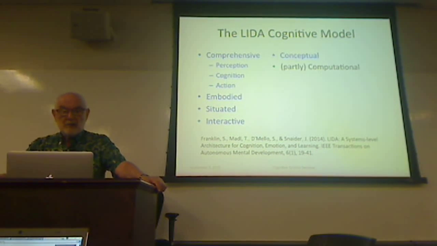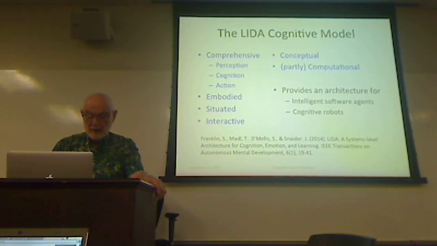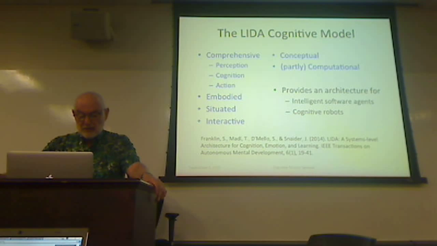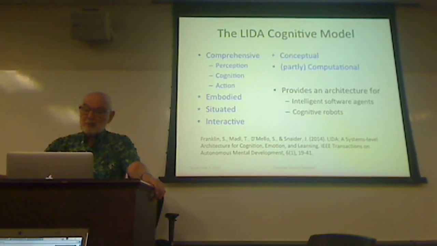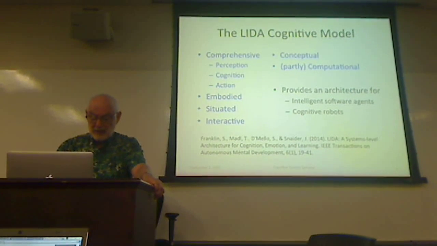The model is a conceptual model, and it's partly computational. Why partly? Because it's a lot easier to add the conceptual pieces than it is to implement the computation, and we can never catch up. So it's always partly computational. And it provides an architecture for intelligent software agents and cognitive robots. We talked about human minds, animal minds, and artificial minds. Well, these are the two artificial minds: intelligent software agents and cognitive robots.